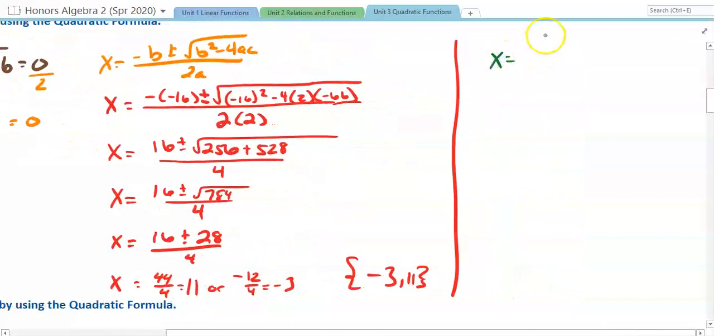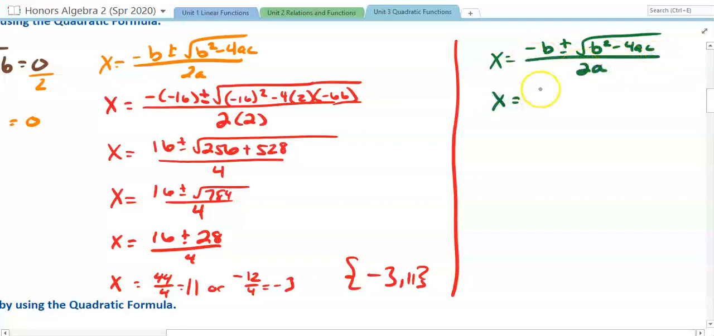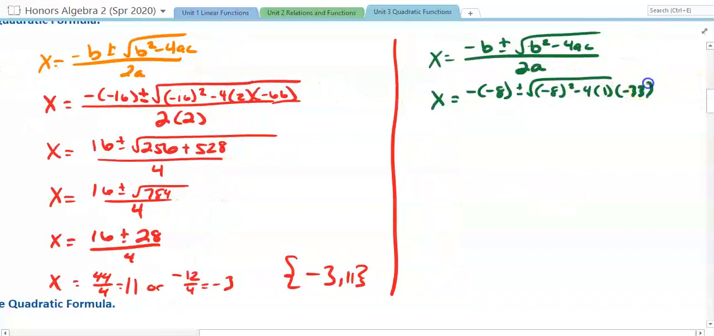And so x is equal to the opposite of b plus or minus the square root of b squared minus 4ac all over 2a. And so x is equal to the opposite of negative 8 plus or minus the square root of negative 8 squared minus 4 times 1 times negative 33 all over 2 times 1.